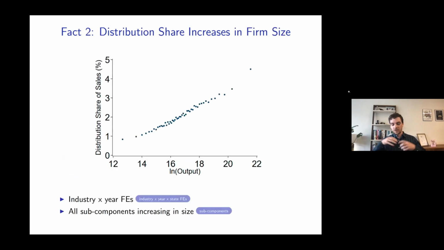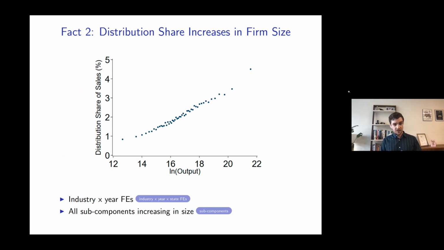The second big fact that jumps out from the data is that the distribution share is really heterogeneous across firms, right? So it's not only big, but what this figure shows is a bin scatter plot of the plant level distribution share of sales against plant output. This is conditioning on industry by year fixed effects. It looks identical if we also have industry by year by state fixed effects, so this isn't being driven by geographical variation or anything like that. But you can see that the difference across the size distribution is enormous.